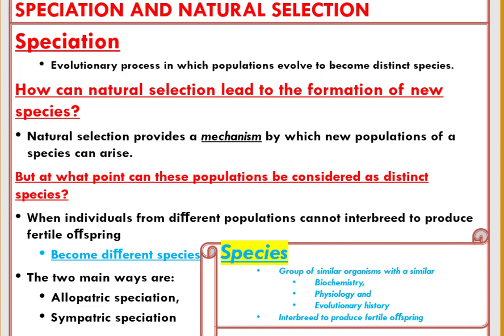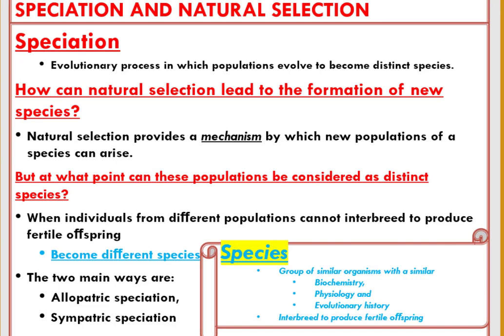But at what point can these populations be considered as distinct species? If two populations of the same species become so different that individuals from these different populations cannot interbreed to produce fertile offspring, then when this happens, we must think of them as different or distinct species.